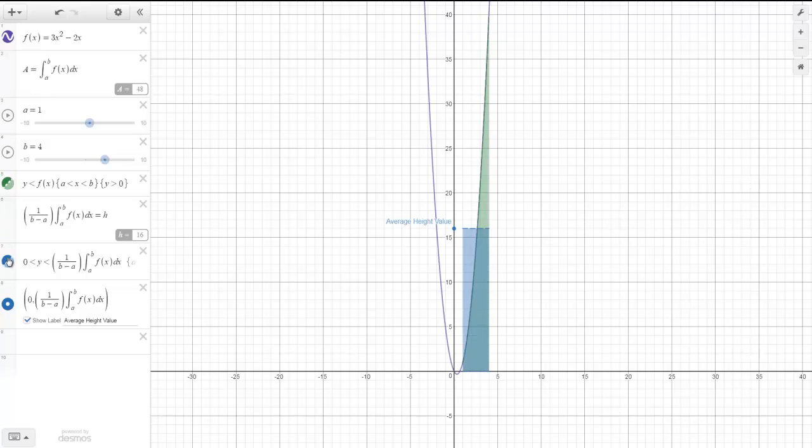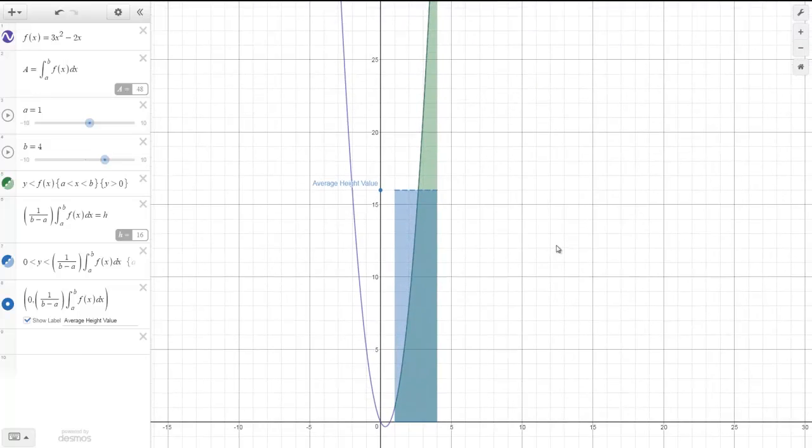So here's the rectangle that has a width 3 and has a height that's equal to the average height over the interval, which is 16. And clearly, if the height of that rectangle is 16, the width is 3. 16 times 3 is 48, which is the exact same thing as the area under the curve, the definite integral from A to B. Again, I think this is a super cool application.